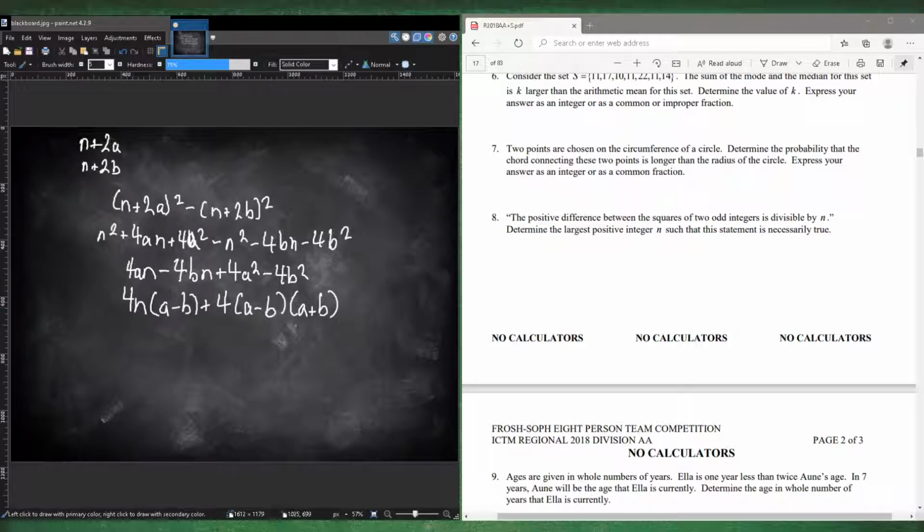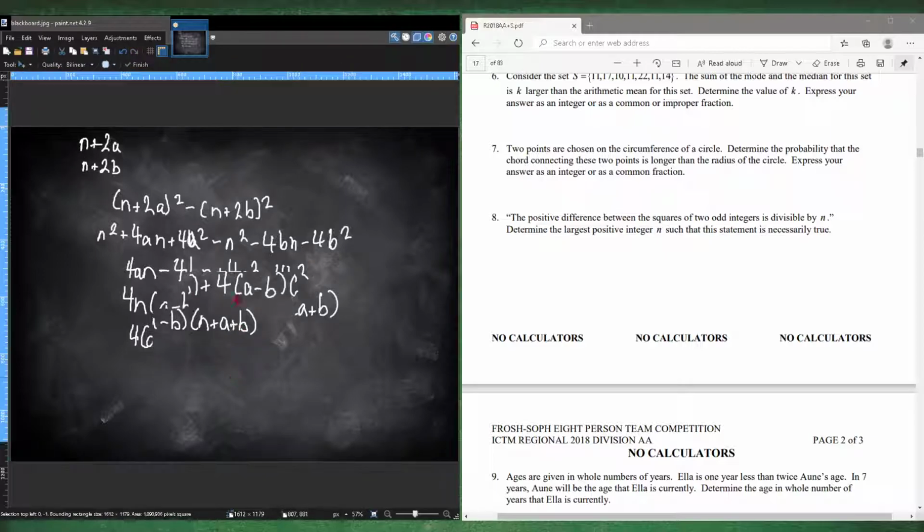So now we could factor out 4 times a minus b, and that leaves us with n plus a plus b. So I just did all this so we could simplify this thing into this. So what does that tell us? Well, let's move this up.